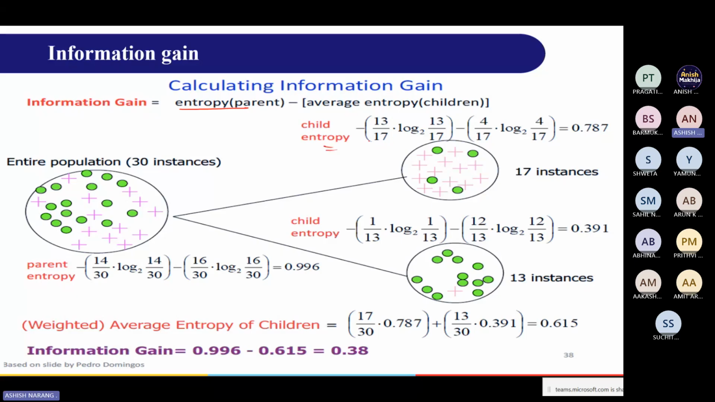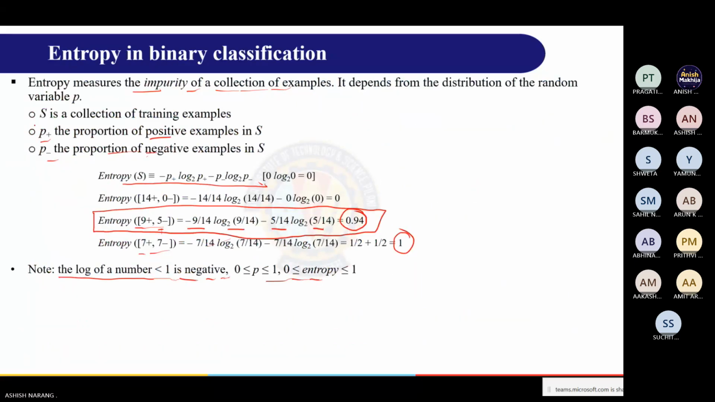If I consider this attribute, this is the entropy. If I consider this attribute, this is the entropy. If I consider this attribute, this is the entropy. How to calculate that? I'm going to come back to that. But basically, if I talk about that Outlook example, if I consider Outlook, what entropy levels am I achieving? At the highest level, I have 0.94, right?